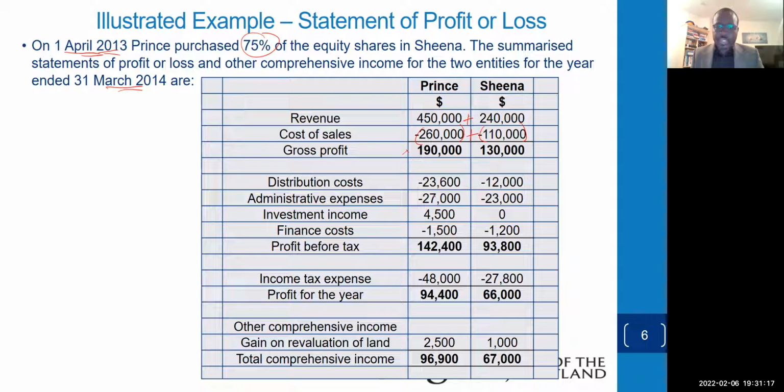Distribution expenses, admin, investment income. It goes to the parent only. Subsidiary has nothing. Finance cost, profit before tax. Taxation is given. Remember, we will always add this. We don't have to recalculate unless you've been given a specific percentage to apply. But normally it rarely happens. Remember that income tax expense we see here is usually provisional. They do not reflect the actual.